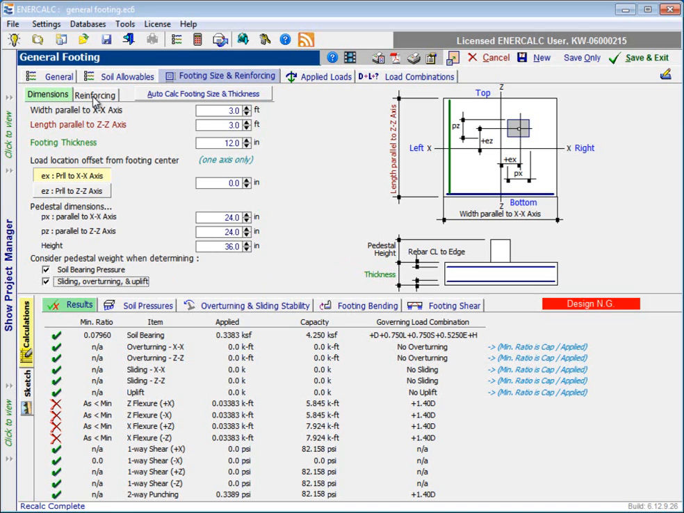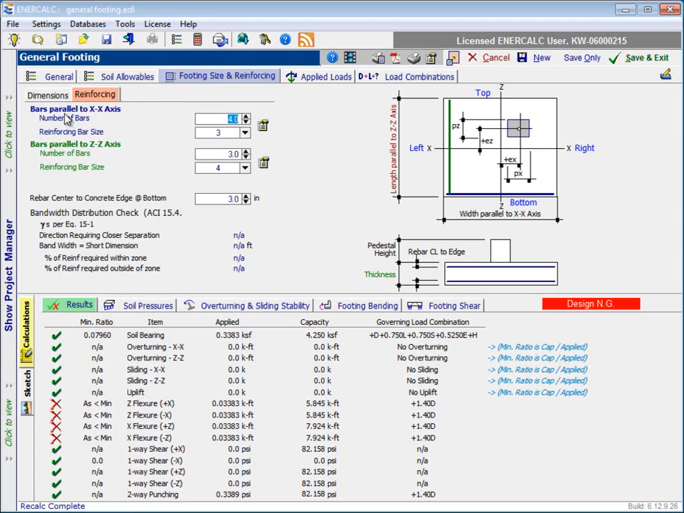I'd like to move over to the reinforcing tab to point out that this is the location where we will identify the number of bars parallel to the x-axis and the size of those bars, and then the number and size of bars parallel to the z-axis, and we'll identify the dimension from the rebar center. Note this is a dimension to the center from the edge of concrete at the bottom surface.